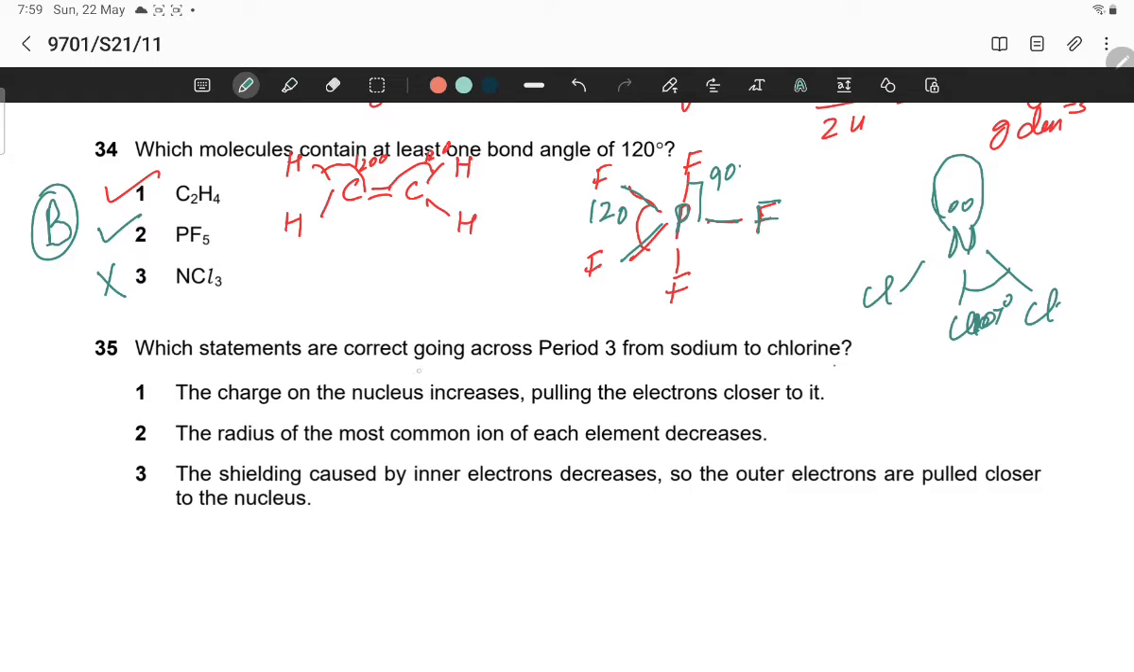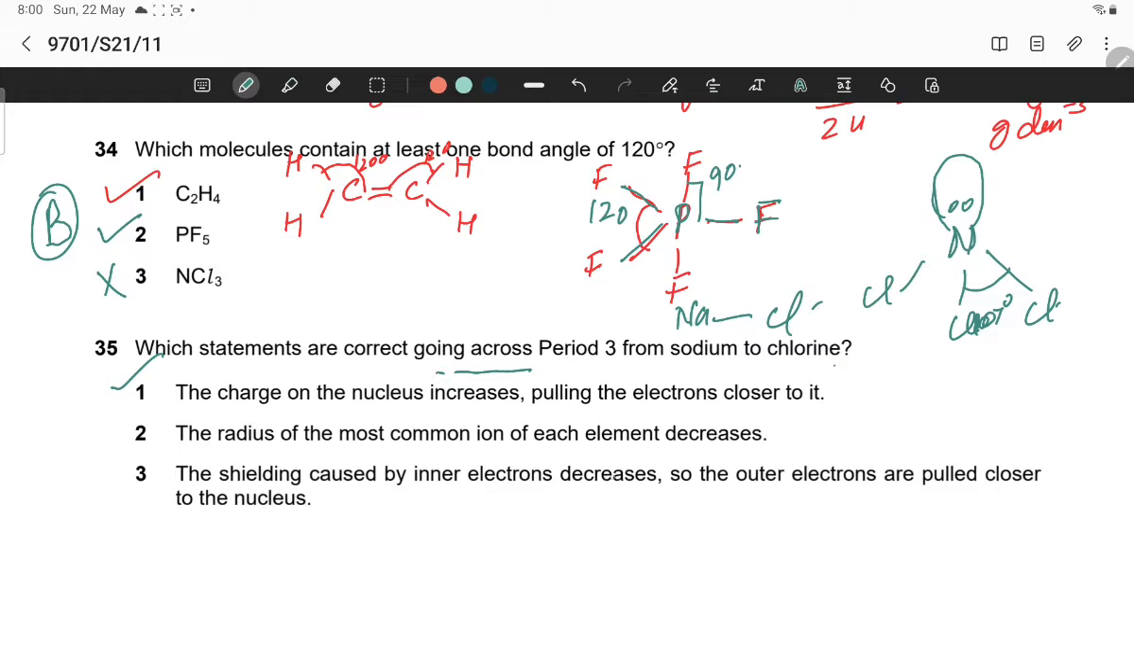Which statements are correct going across period 3 from sodium to chlorine? The charge on the nucleus increases, pulling the electrons closer to it. So this is correct, because across the period nuclear charge increases and atomic radius is going to decrease. So this is correct.